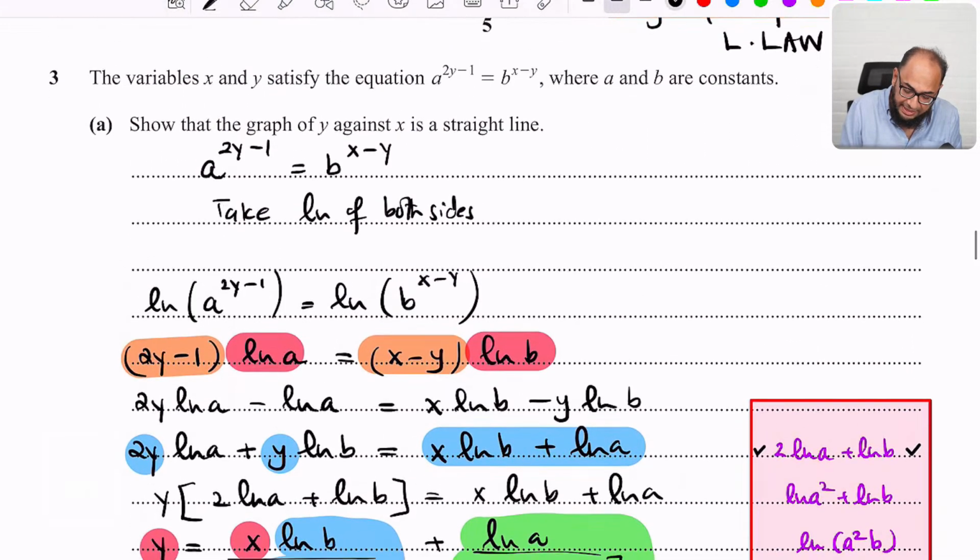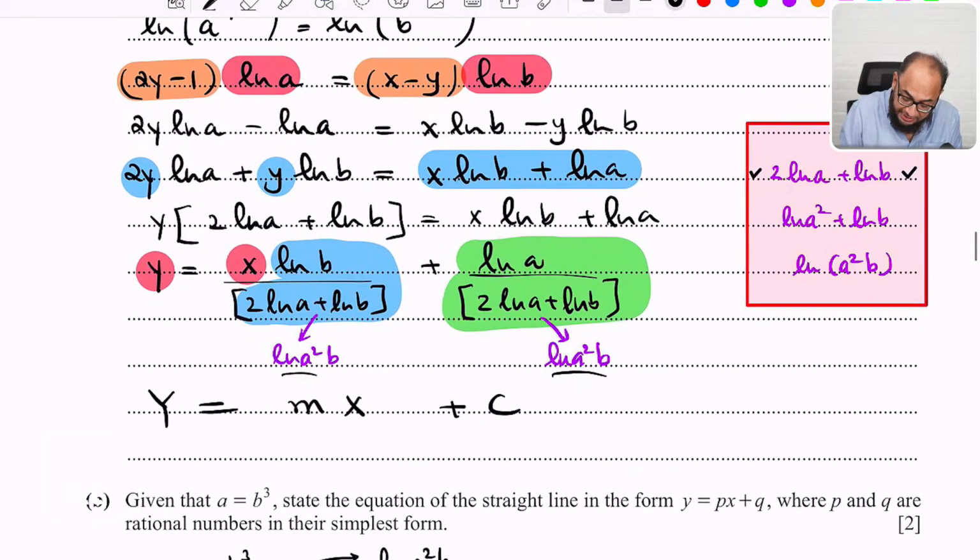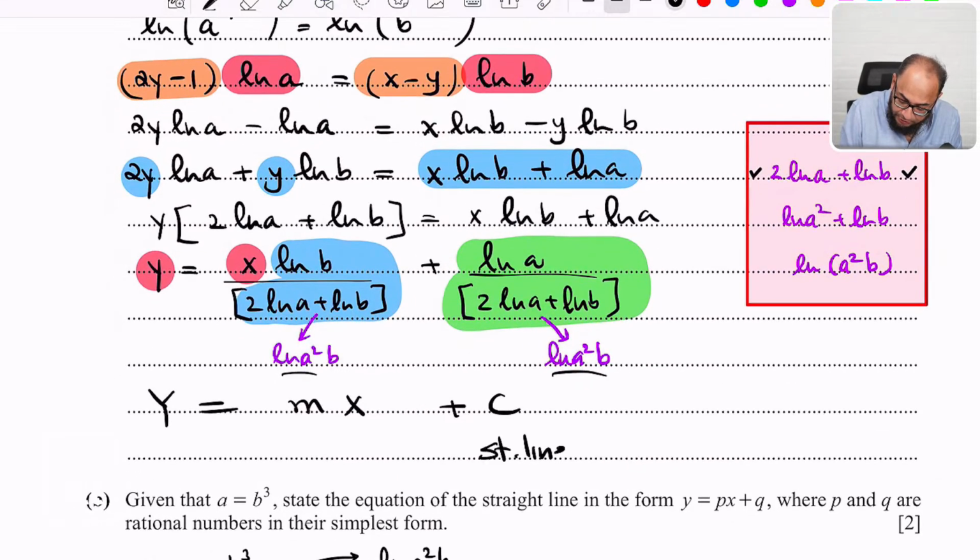What are they asking? Show that the graph is a straight line. Why is it a straight line? It is a straight line because it follows the format y is equal to mx plus c. That is what you should write.